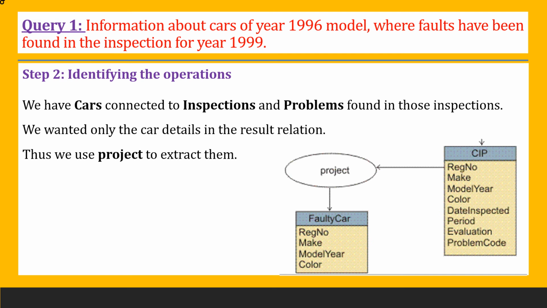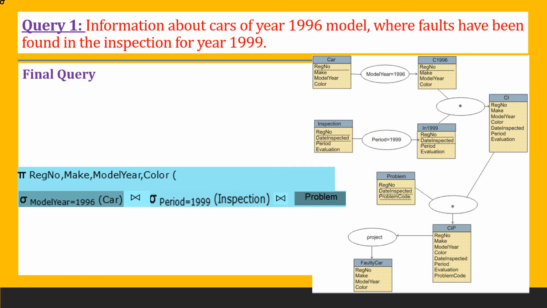So we are selecting the attributes that we require. We are making use of this project operation to extract only the required attributes like register number, make, model year, and color. So the final query now becomes project operator pi, register number, make, model year, color from the table CIP. Okay, so this is the final query.